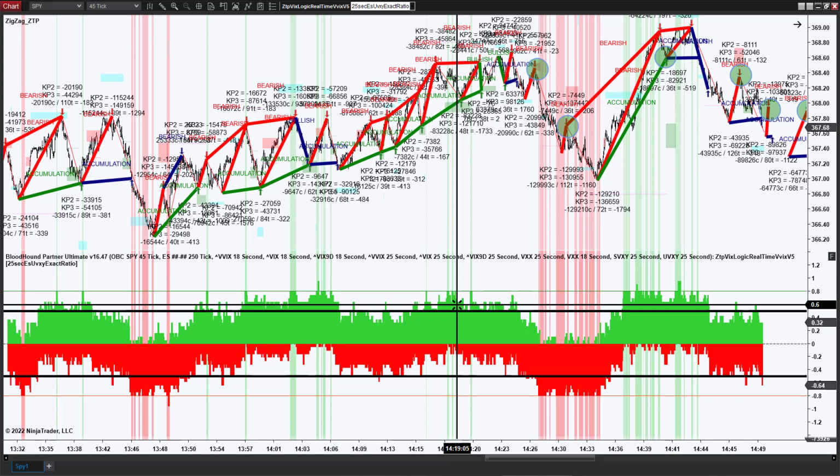Please make sure that if you have the version 4 that you delete it, because that is going to have the June 22 expiration hard-coded into the Bloodhound template, and that is not what we want. We want to see the pound.